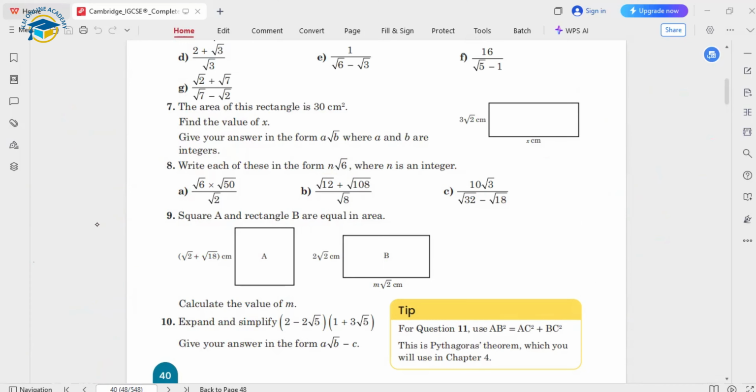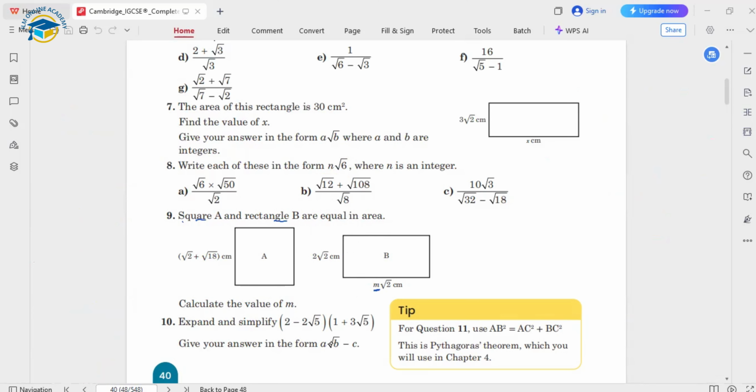In part number 9, they're saying the square A and rectangle B are equal in area. We need to calculate the value of M over here. So M is basically one missing length of B, which is a rectangle. First we will work on the areas of both of these, and as they're saying the areas are equal, we will just compare them. So accordingly we will do.